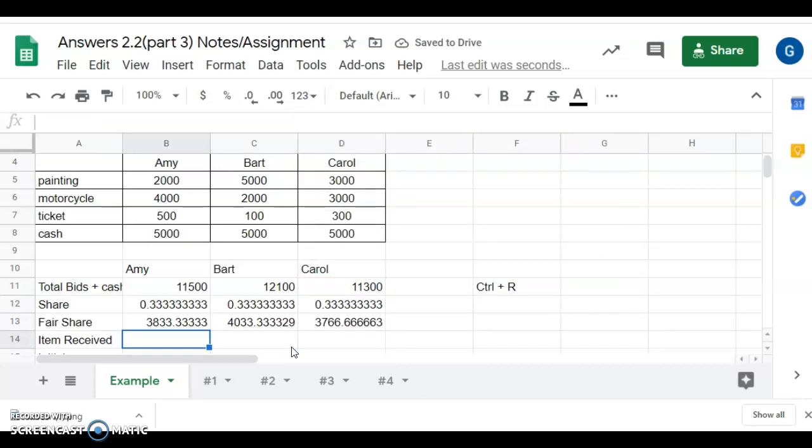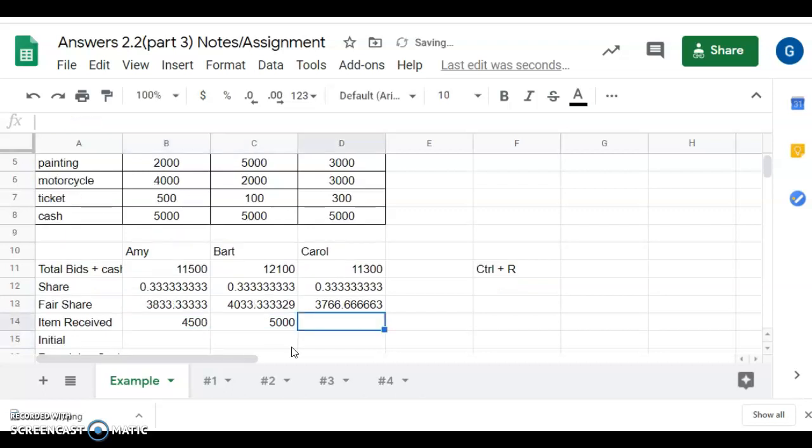The next thing we need to do is figure out who won what item. So if we look at the painting, it looks like the highest bid was Bart's. So Bart got the painting. Okay, motorcycle, let's see, it looks like Amy's bid was the highest for motorcycle. And then Amy also got the tickets. So not only did Amy get the motorcycle, but she also got the tickets. So I can just go 4,000 plus 500. Okay, or you can just put 4,500, but I want you to try to use these formulas.